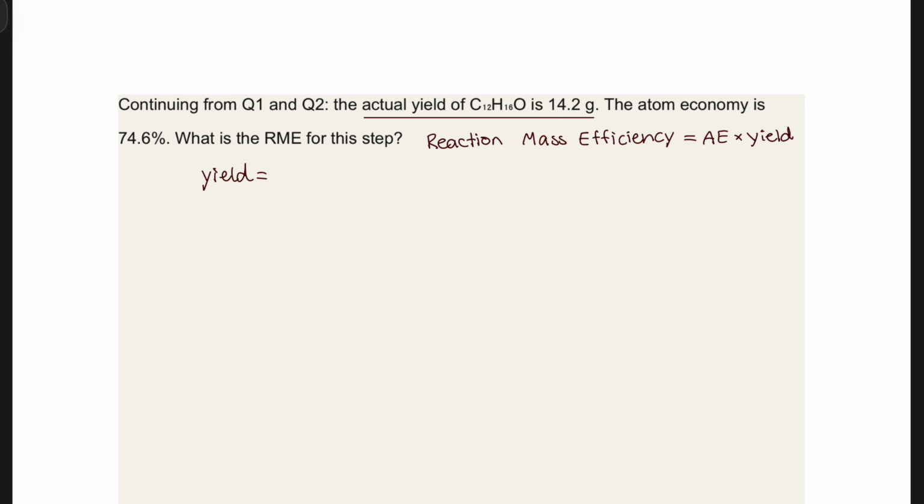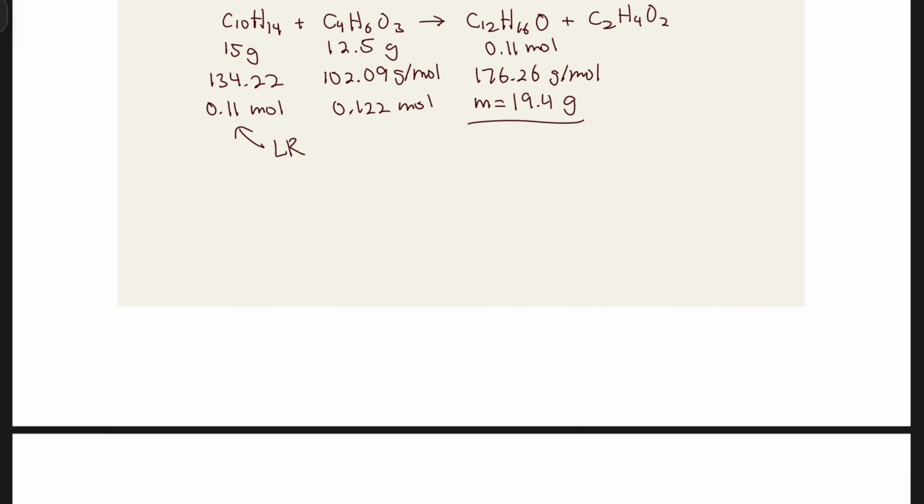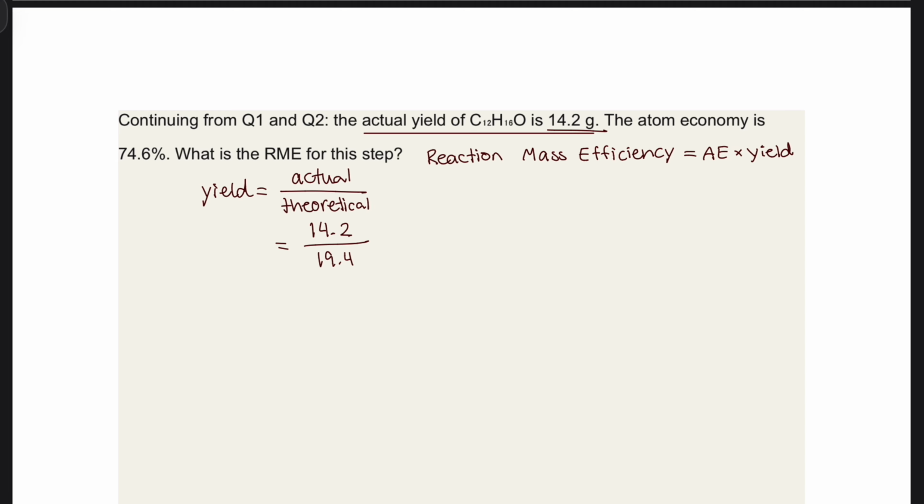So we calculated our theoretical mass. So yield is actual over theoretical. So actual is 14.2 and theoretical is what we just calculated up here, which is 19.4. So our yield will be 0.73. And now we can plug this into the formula. So reaction mass efficiency is 0.746, make sure it's in a decimal, times 0.73, and we'll get 0.546.